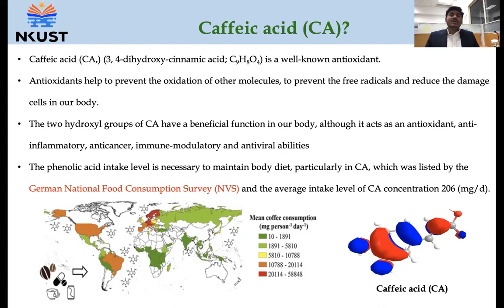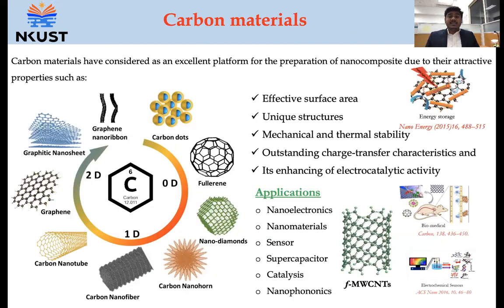Because of this reason, we are going to analyze and sense caffeic acid by using different electrocatalysts. In this work, we are going to present our carbon and metal oxide based electrocatalyst for sensing application. Normally, carbon materials are considered an excellent platform for the preparation of composite materials, and also a very good material for sensing application, giving active electro surface area and unique structures, mechanical and thermal stability, and outstanding charge transfer characteristics. These carbon materials usually enhance the catalytic activity when combined with metal oxides and metal sulfides. So it helps to enhance the sensing performance toward electrochemical sensing application.